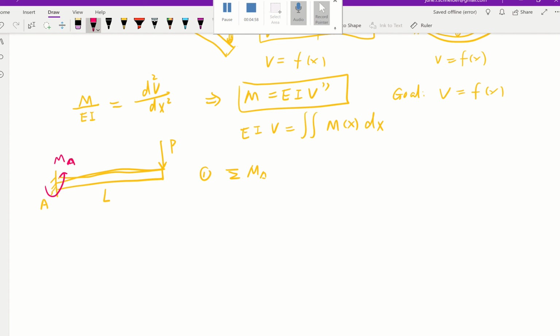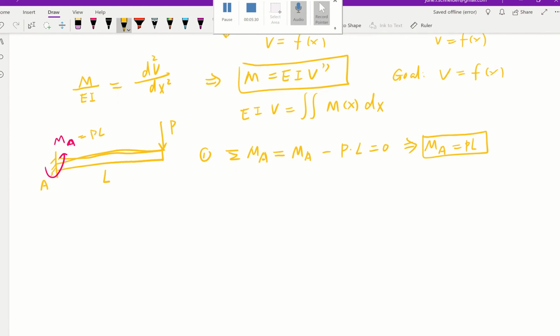So in this equation, if we do moment about A equilibrium, we have this MA due to the fixed support, excuse me, and then you have P times L, and it's clockwise, so it's minus, equal to 0. Then you find out this MA is going to be equal to PL. Okay. Then we're going to write it down. This MA is equal to PL.